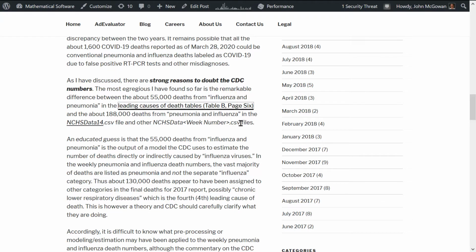If you look at these files, you'll see that there's about 188,000 deaths from pneumonia and influenza in these weekly numbers. So the weekly numbers typically have something in the range of 3 to maybe 7,000 deaths each week from pneumonia and influenza, which works out in a 52-week year to be something in excess of 150,000. Usually something more like this.